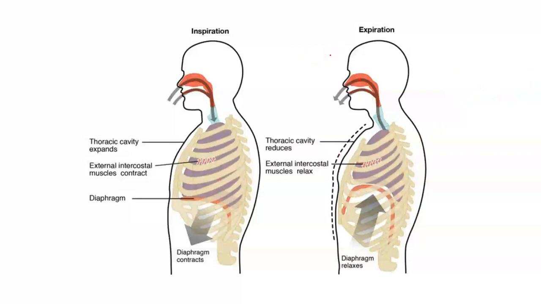So on the exam, I can ask you questions like this. I can ask you, for inspiration, would it result from increasing the volume of the thoracic cavity or decreasing the volume of the thoracic cavity? And you would want to say inspiration is the result of increasing the volume of the thoracic cavity. Or I could ask, does inspiration result from increasing or decreasing the pressure inside the thoracic cavity? And you'd say that inspiration results when you decrease the pressure, because now you have a vacuum that draws the air in.